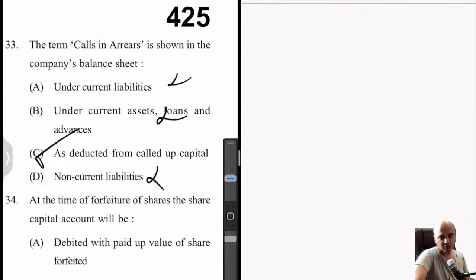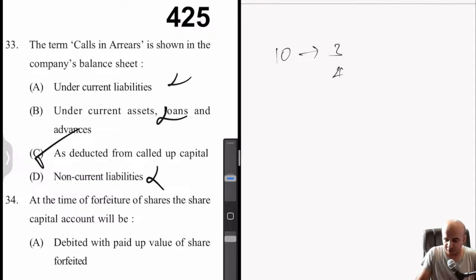Calls in arrears, we know what is calls in arrears. Calls in arrears is something which the company has already asked the shareholders to make the payment, but they have not yet received from them. For example, let's say if 10 rupees is the issue price of some company's share, and the company has already received application money of 3 and now they are supposed to receive allotment money of 4, the company has called upon the shareholders, but maybe some shareholders have not paid this allotment money of 4, then it becomes the calls in arrears. It is nothing but the amount of money that has been called upon a share but has not been paid by the shareholder.